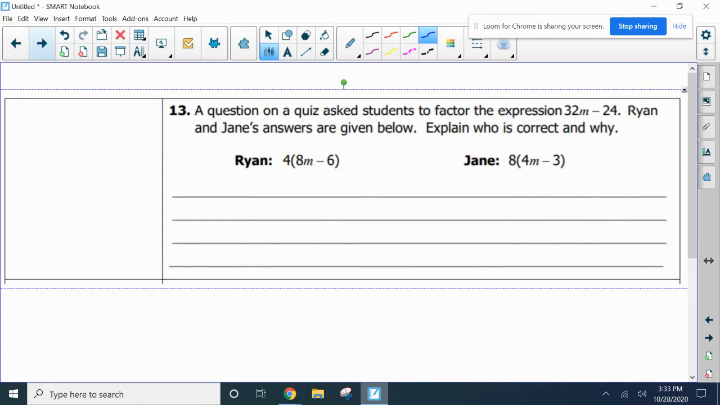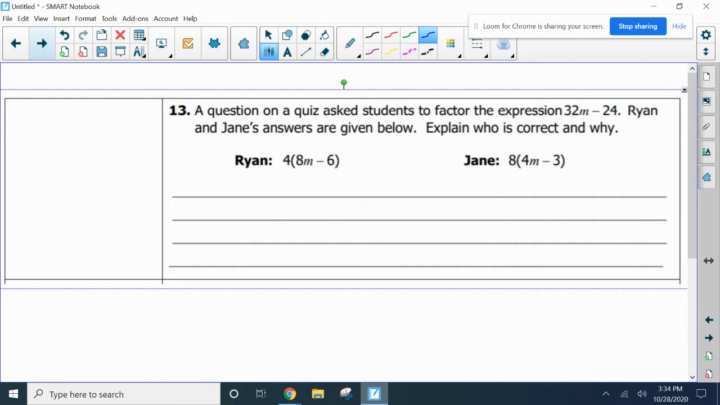All right, I want to show you one example. So now I want you to think about how this works. You know how to do it. We worked through it, but can you see who's done it right? So it says a question on a quiz asks students to factor the expression 32m minus 24. Ryan and Jane's answers are given below. Who is correct and why?